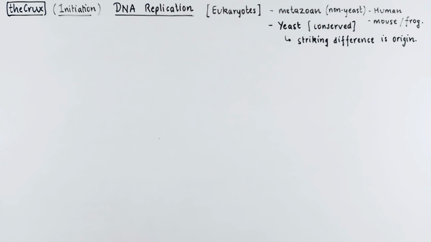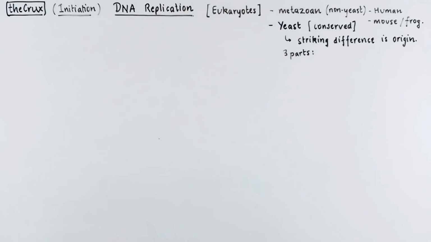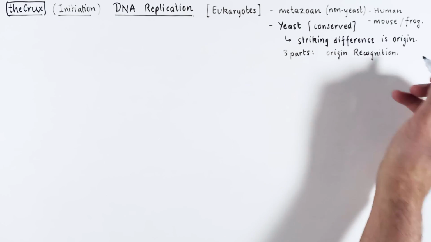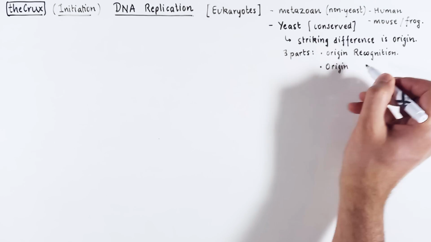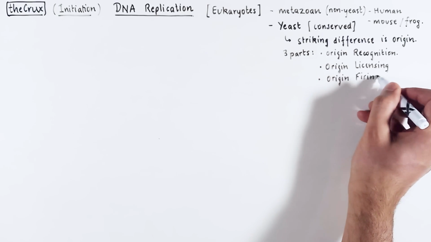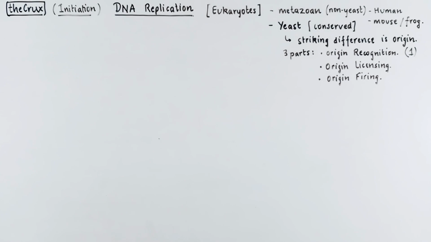Since initiation as a concept can be very overwhelming and difficult to absorb, I will split the initiation step into 3 parts. These steps are origin recognition, origin licensing, and origin firing. This is the first video, and in this video we will see how the origin is recognized.